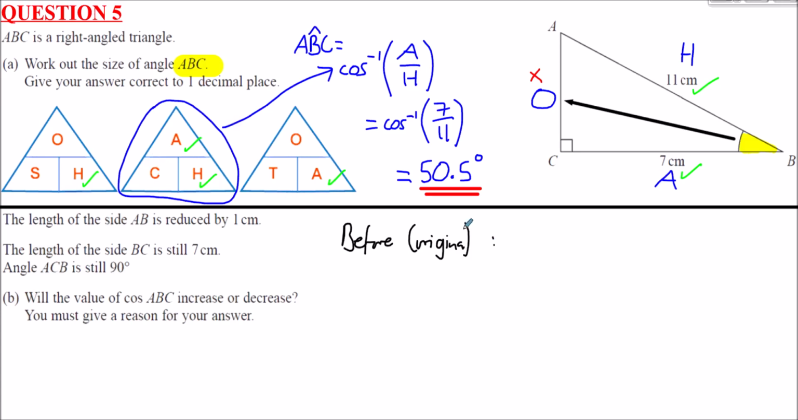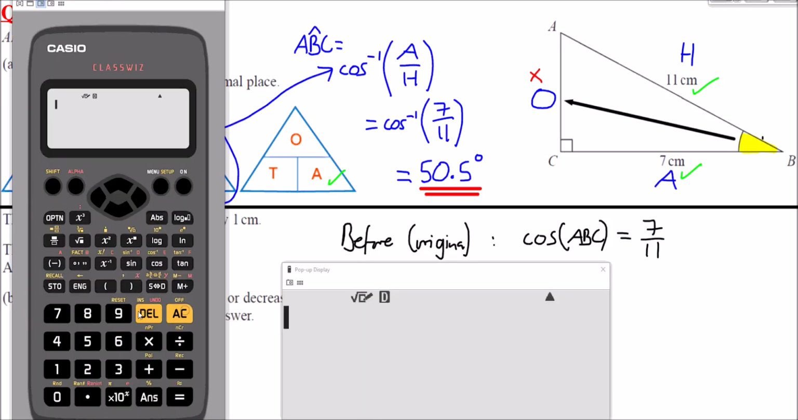C for cos of this angle ABC is the adjacent over hypotenuse. So it used to be 7 over 11, which if you want to, we can work out as a rough decimal.